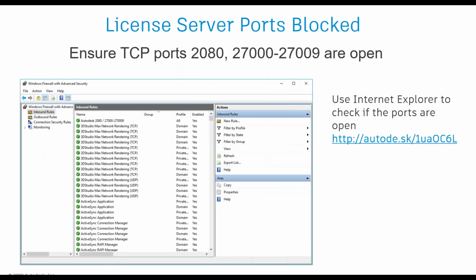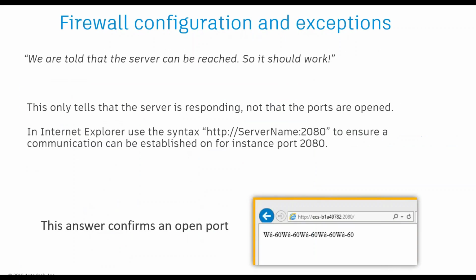As I was saying, always ensure that the firewall is open on the server. Usually the ports are those I mentioned here: TCP 2080, and then the range between 27,000 and 27,009. There is a handy workaround to check that also in Internet Explorer. And it's easy to just ping the server to see if we can connect. If you're not able to ping, it's probably blocked by the firewall.